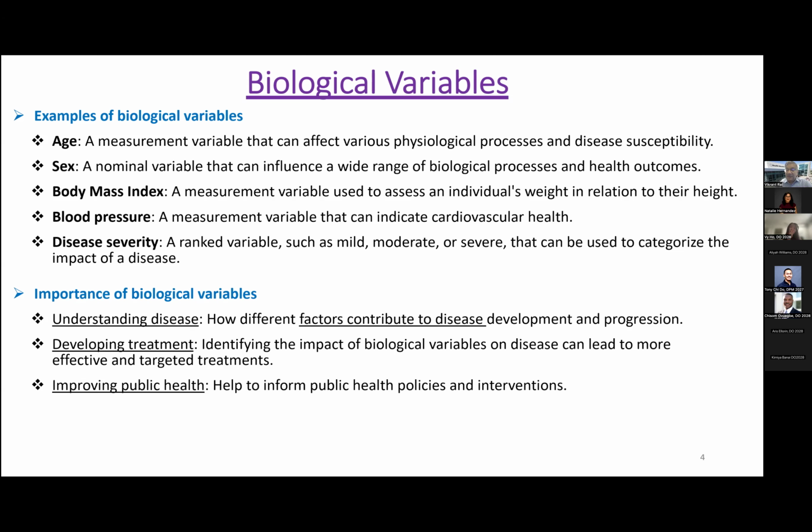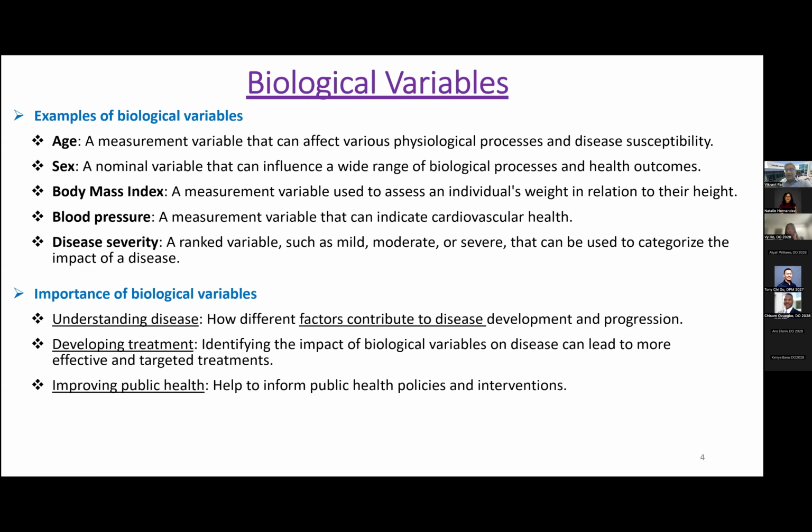Then developing treatment. If we know that a certain disease is associated with a certain variable and it is more prevalent in some population, or it is dependent on the gender of the individual, then we can develop the treatment accordingly. That is called personalized medicine. So for personalized medicine, it is important to understand how the disease process is going on, whether it is variable dependent or variable independent, or it is generalized.